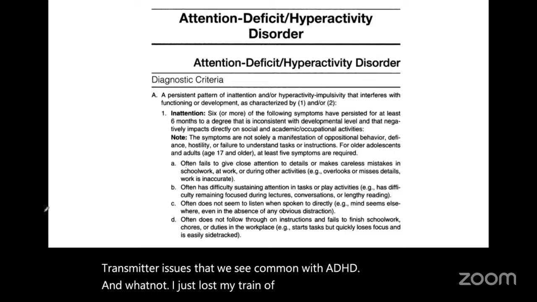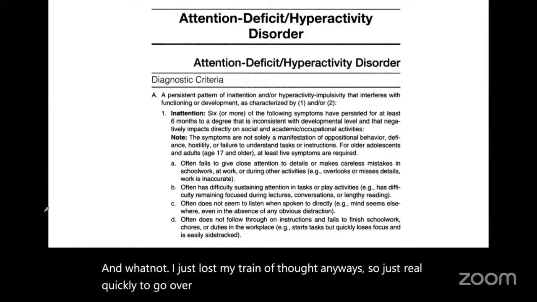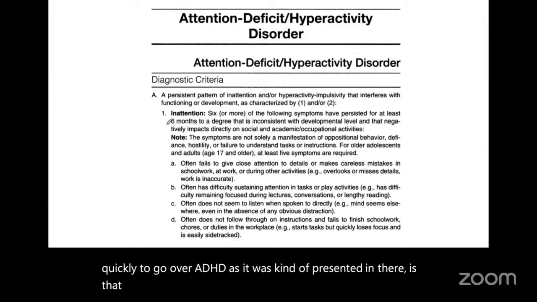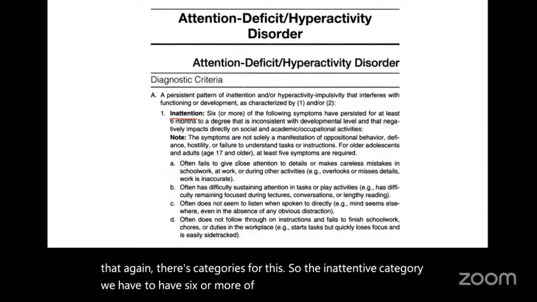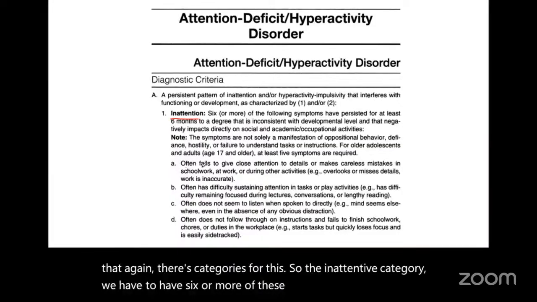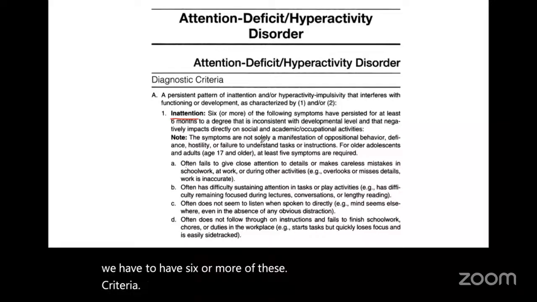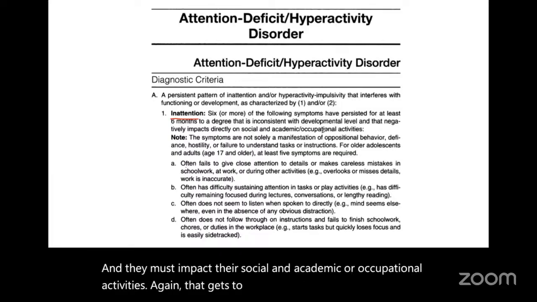Anyways, so just real quickly to go over ADHD as it was presented in there, again, there are categories for this. For the inattentive category, we have to have 6 or more of these criteria, and they must impact their social, academic, or occupational activities. Again, that gets to the maladaptive part of being a disorder, okay?